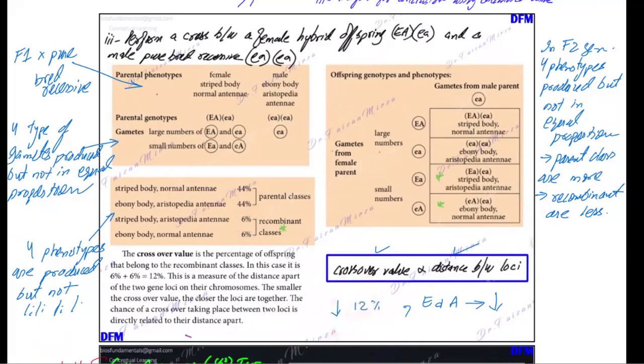So what does crossover value show? This is what I'm discussing. The crossover value is proportional to the distance between loci. For example, if my crossover value comes out to be 12%, it means that the loci E and A are very close together. The distance between these loci is very small.